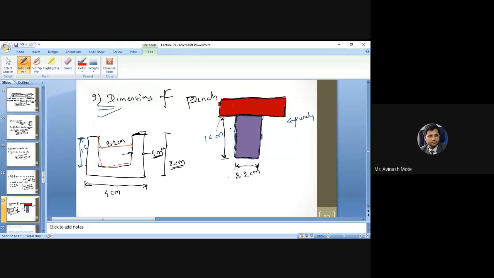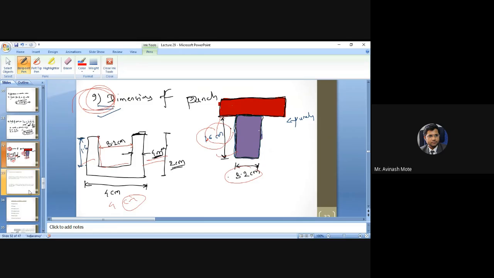So this 1.6 centimeter, how did you calculate it? The total length is this much, and reduce the wall thickness. This is the 1.6 centimeter. And how is 3.2 calculated? Just the total distance 4 centimeter minus the wall thickness, you will get the width also. That's how the dimension of the punch is calculated. So a total of 8 factors are required to calculate while solving the problem of compression mold. That's what we have discussed.